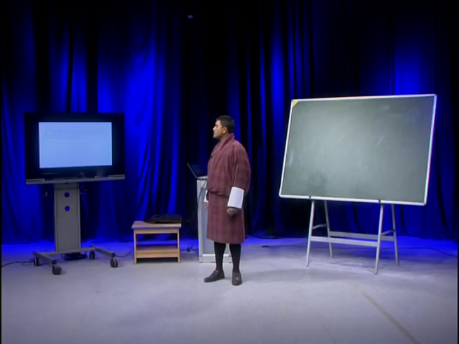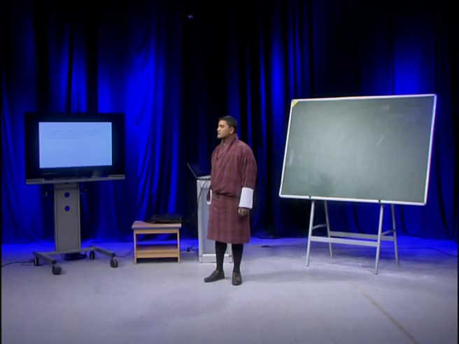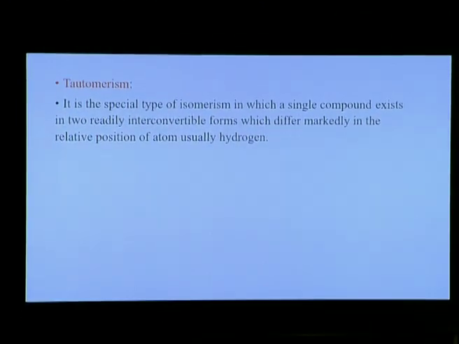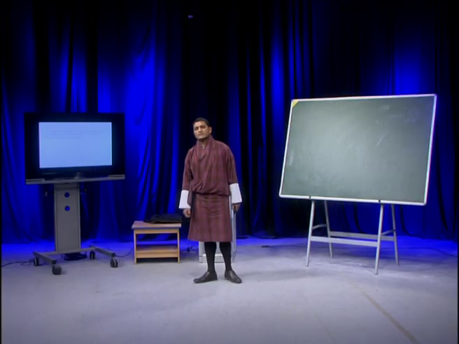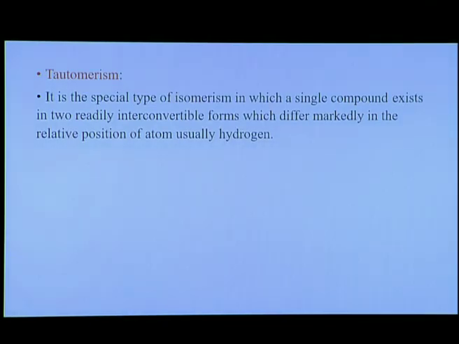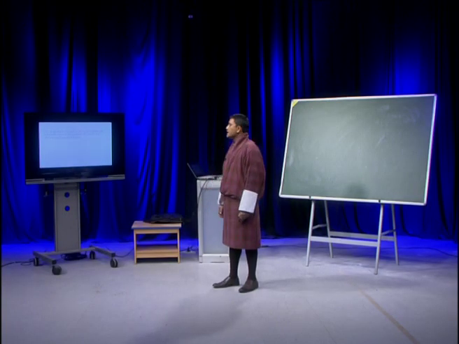The next type of structural isomerism is tautomerism. It is a special type of isomerism in which a particular compound can exist in two readily interconvertible forms which differ markedly in the relative position of an atom, usually hydrogen. In this kind of isomerism, you will have a pair of compounds differing in the position of certain atoms, usually hydrogen.